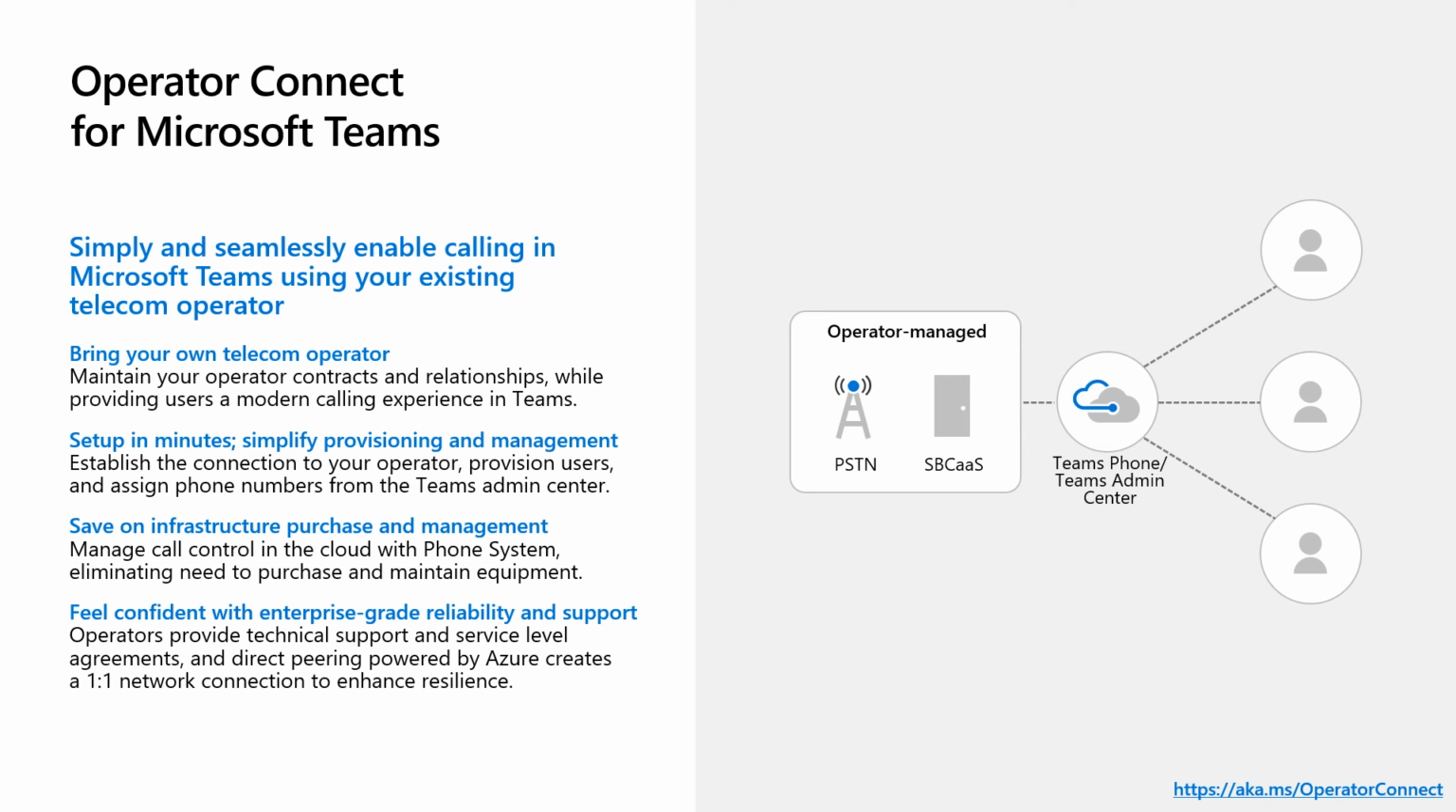Operator Connect is the latest solution for bringing voice into Microsoft Teams. It is a carrier-provided service, allowing you to choose your own carrier to provide the telephone service. Calls are then routed directly to and from the carrier into the Microsoft network.